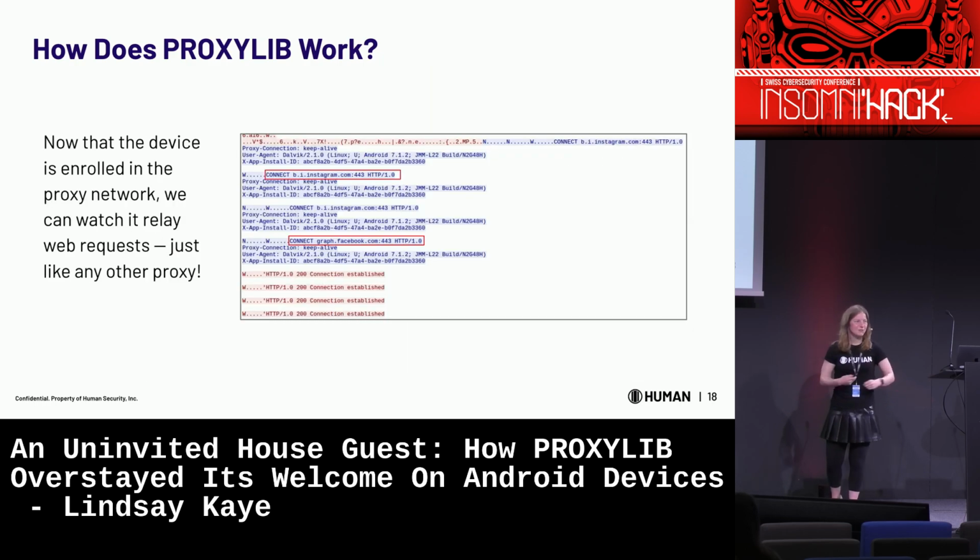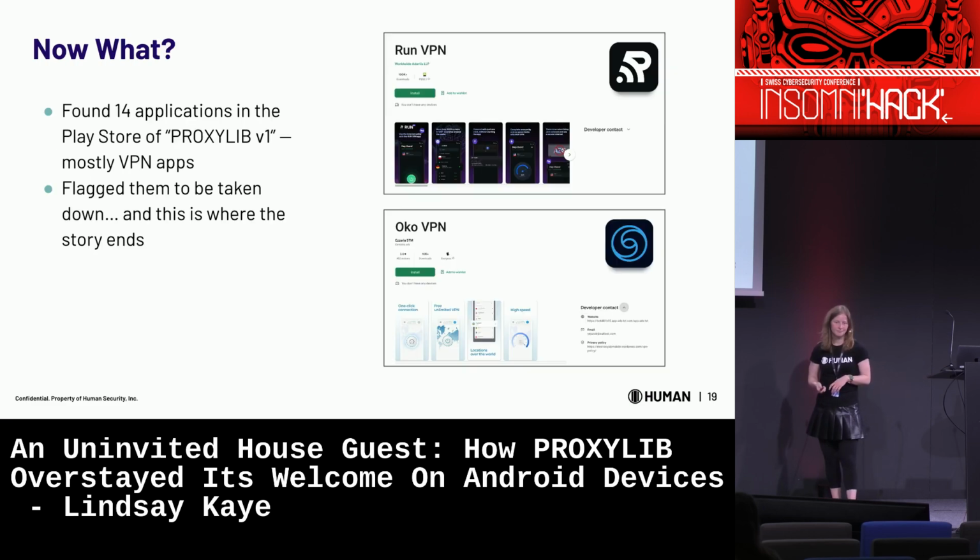So now you have your device enrolled in the proxy network. And what you can do is sit there and watch it relay web requests. So it works like really any other proxy. Here are a couple examples of what the traffic looked like. We were not visiting Instagram, we were not visiting Facebook, but somebody else was, using our device as the proxy, unbeknownst to us as the user.